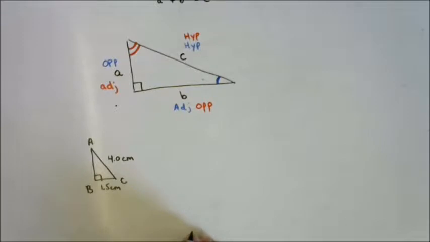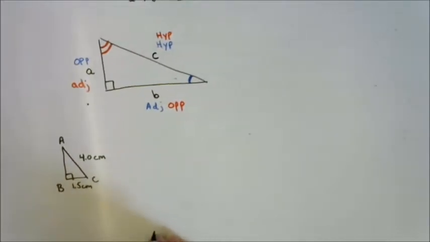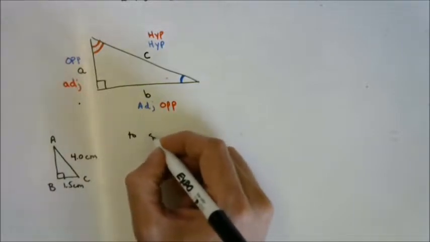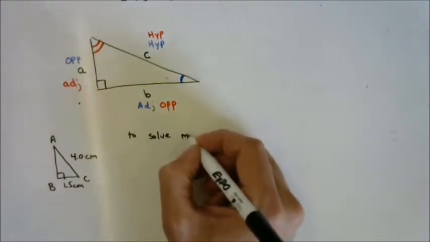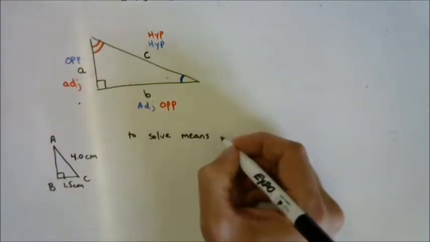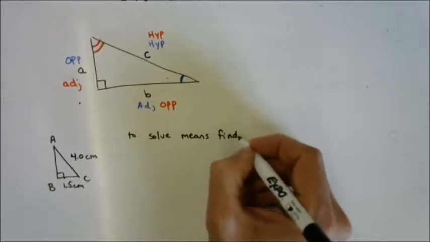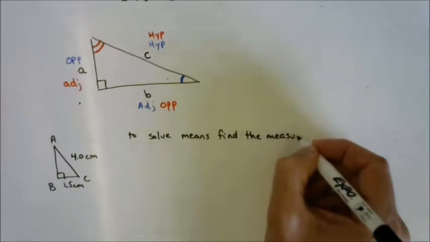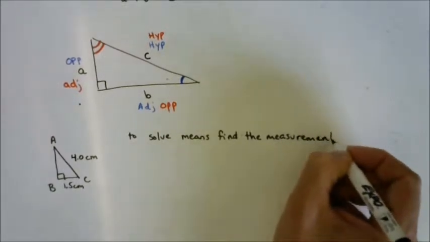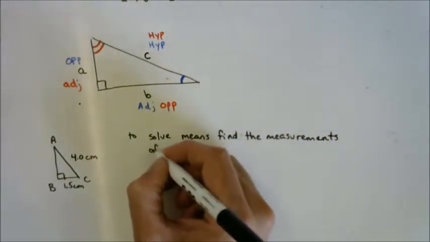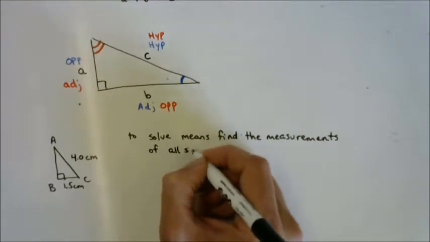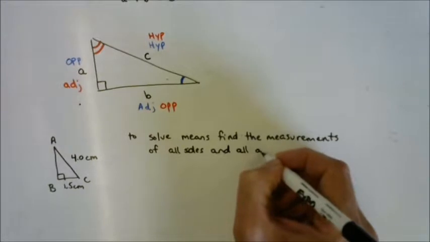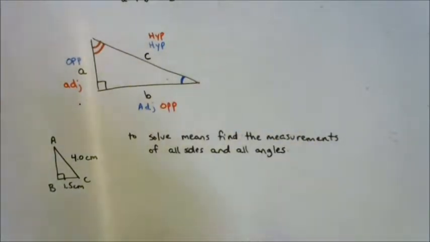And our goal is to solve the triangle. What does it mean to solve the triangle? To solve means to find the measurements of all sides and all angles. If you need this note, put it somewhere. Okay, how are we going to do that?